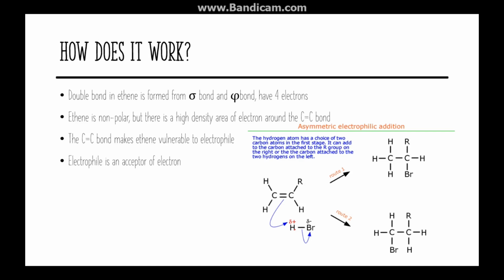Hydrogen bromide is a polar molecule. In hydrogen bromide, the hydrogen atom carries a partial positive charge. In this case, the hydrogen atom acts as an electrophile, accepting a pair of electrons from the double bond C. And in this picture, as you can see, the double bond is broken to a single bond.